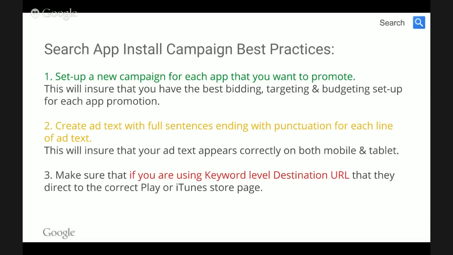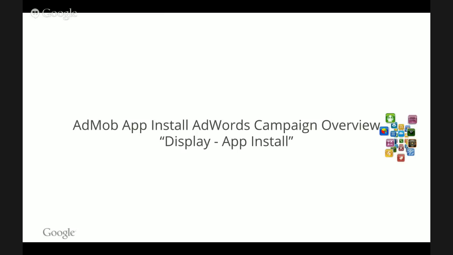And the third one, and this is coming from bad habits from desktop, is that in app promo we don't use keyword level destination URL. This is important. All the keywords must point to the Play Store or iTunes Store. This is mandatory. Okay, and it doesn't matter if you have a different strategy on desktop. For mobile app promo, all the keywords must point to the Play Store. Yeah, and this is everything for search.